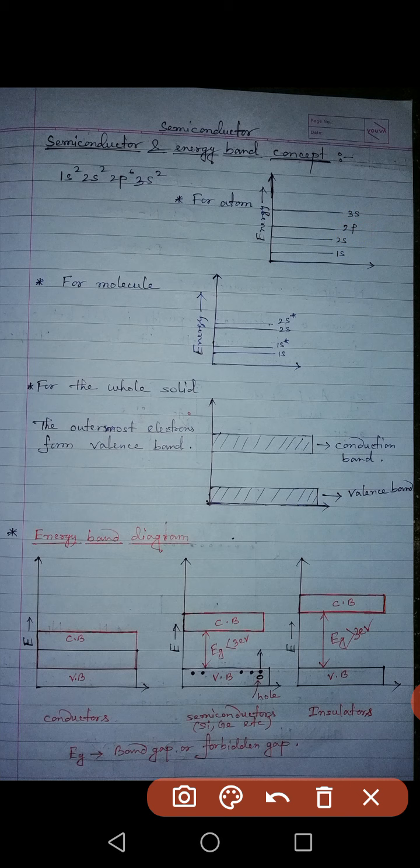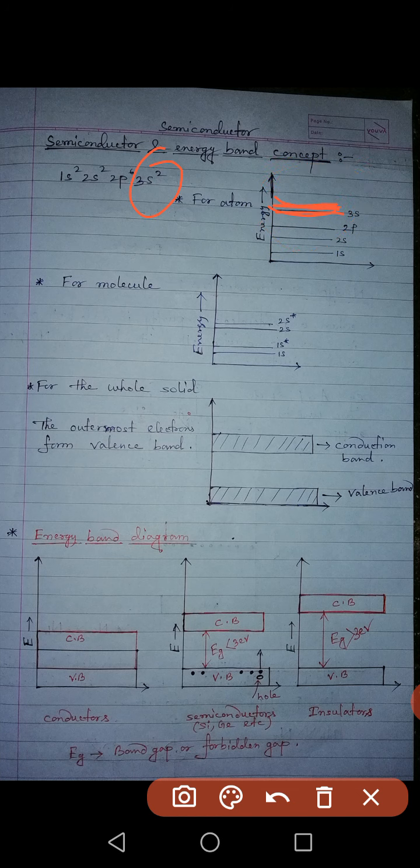But in a particular solid we have a number of molecules, and for all these molecules we get a number of 1s levels, a number of 2s levels, a number of 2p levels. In that case this is making a band, not a single line. For the valence level also we will get the same kind of band. For 3s also, for a number of molecules we will get many 3s levels, and all these 3s levels will form a band, and this band is called the valence band.